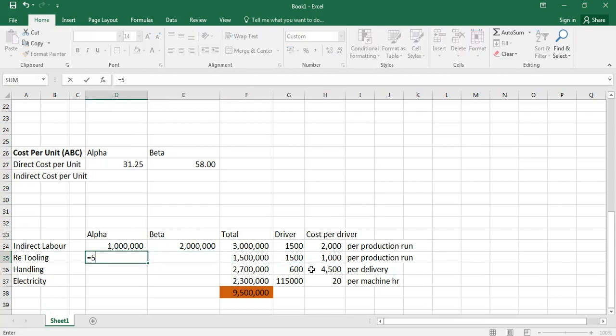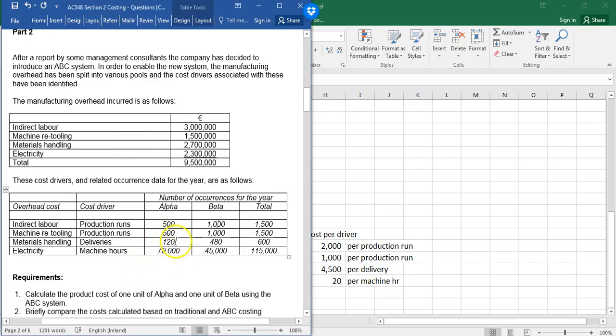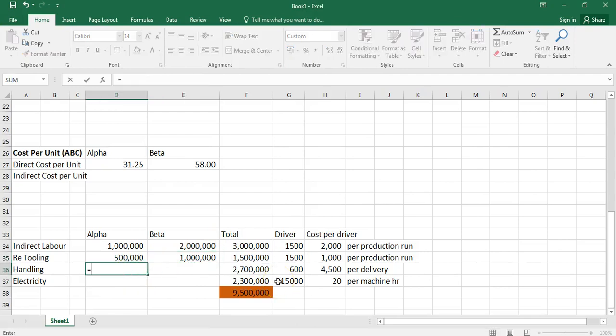So we know from before, alpha still have 500 production runs, so they're going to get 500,000, and beta have 1,000, so they're going to get the cost per driver times 1,000. And again, you'll see it's 1/3 as to 2/3, because we're still using the production run as the driver. Here, you'll realize it's going to be 1/5 to 4/5. That's the split here. The cost per delivery is 4.5 grand. Alpha used 120 deliveries, whereas beta used 480.